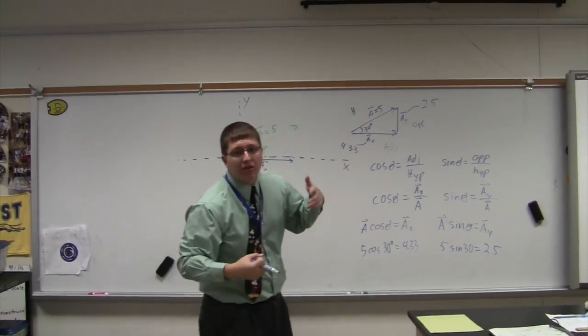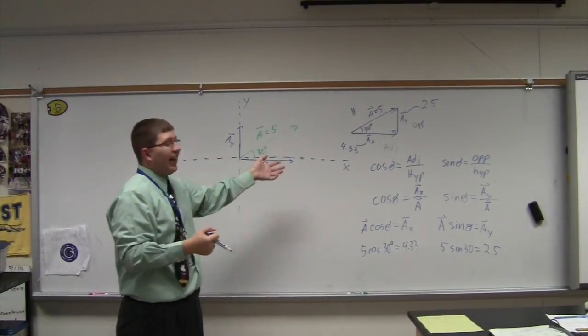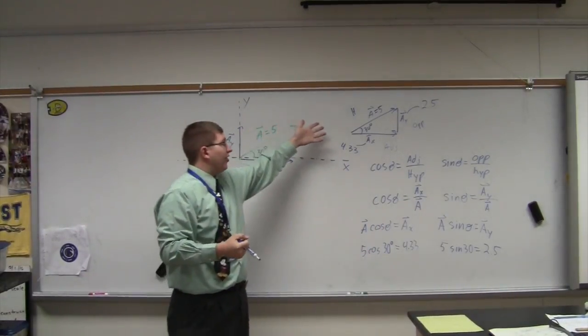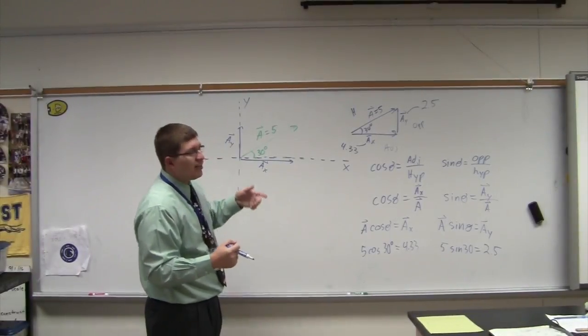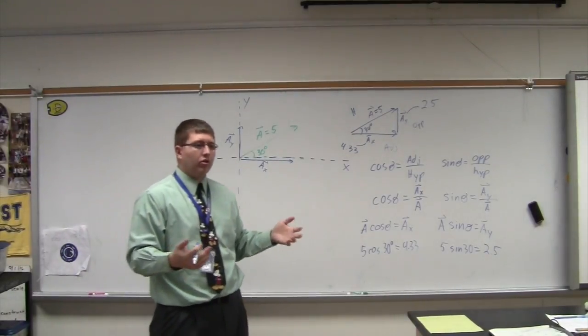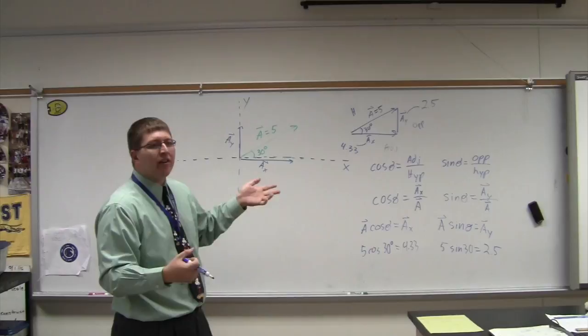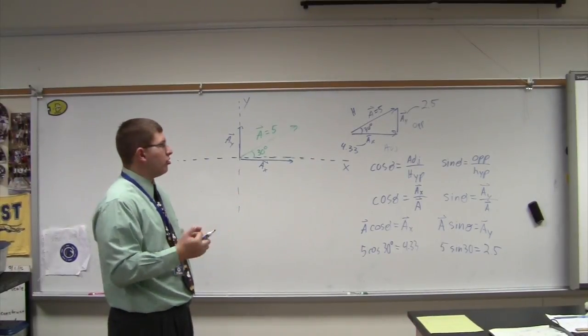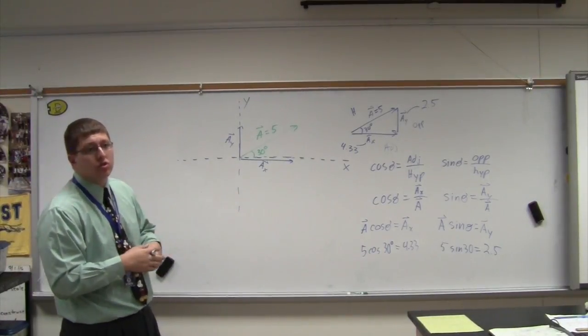So we have the magnitude of AY, we have the magnitude of AX, and we still have the magnitude of A with its angle. So that's splitting one vector up into its horizontal and vertical components. It seems kind of pointless right now, but in the very near future you'll see how useful that can be when you're solving problems.